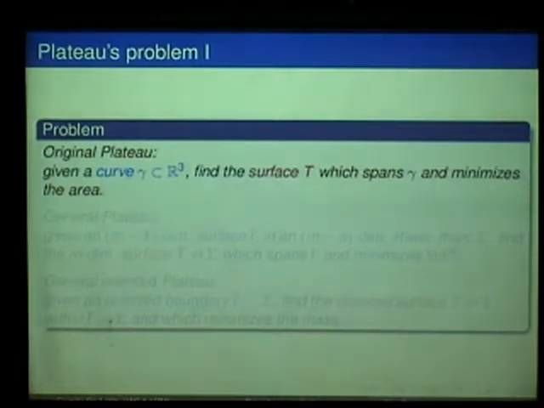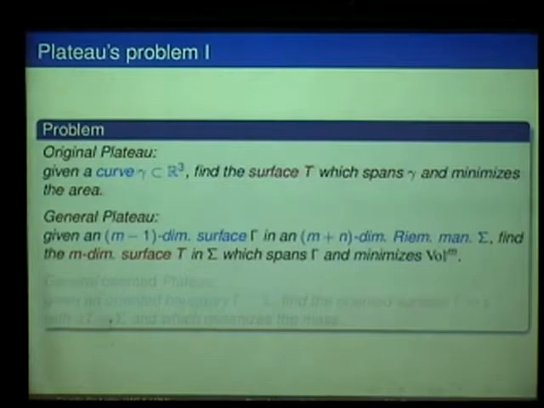If you're given a curve gamma in R3, you look for a surface which spans gamma and minimizes the area. Okay? So this talk is going to be about a more general version of this problem. A general Plateau problem is that, given an m-1 dimensional surface gamma in an ambient Riemannian manifold sigma, you look for the surface T, which is m-dimensional, which spans gamma in sigma and minimizes the m-dimensional volume among all surfaces in sigma which span gamma.